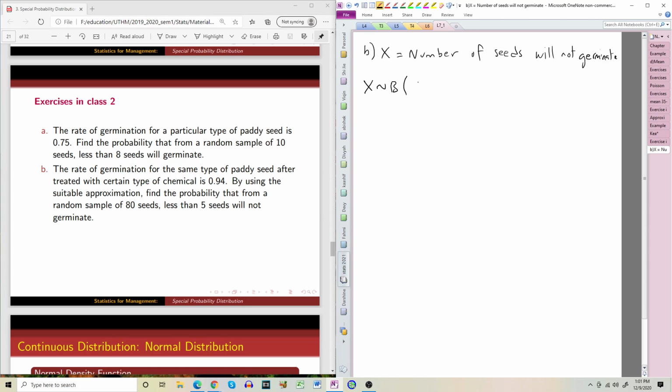binomially distributed by 80, and this one is will not germinate. In the question they will give you the probability of germinate. Will not germinate is 1 minus germinate. So if you can see here, this is, and this one is less than 0.1. We can use binomial, we can use Poisson.